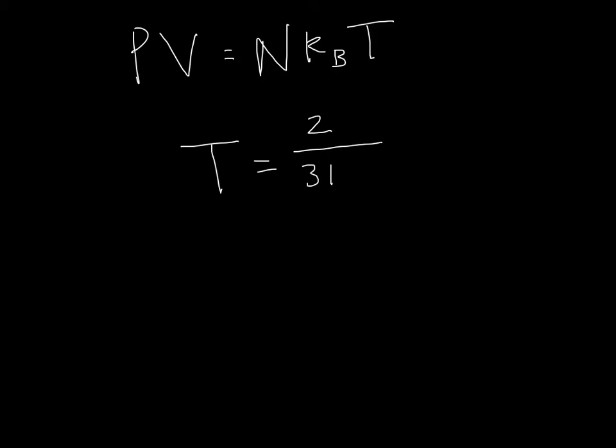we can say that pressure times volume for the ideal gas is equal to the number of molecules times the Boltzmann constant times the temperature. So using this information, we can set both PVs equal to each other and solve for T. So T is equal to 2/3 times the Boltzmann constant times 1/2 mv squared.